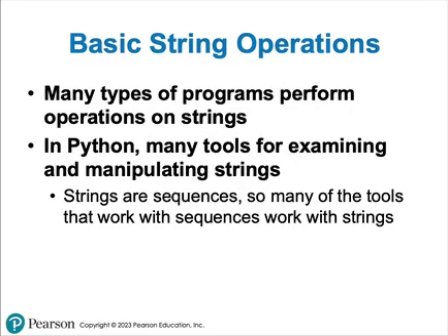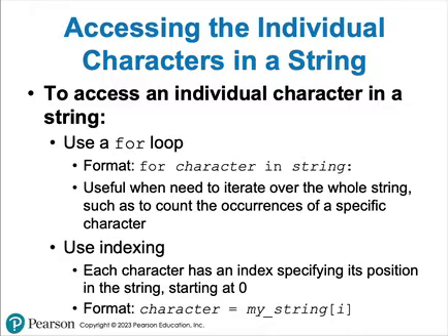So a lot of things happen on strings. For example, when we read input, even if we're wanting to read a number, it gets read in as a string, and then we have to convert that to one of the numeric types if that's what we are planning to do. Strings are sequences of characters. So a lot of things that we can do on lists or arrays, which are really lists, we can do on strings as well.